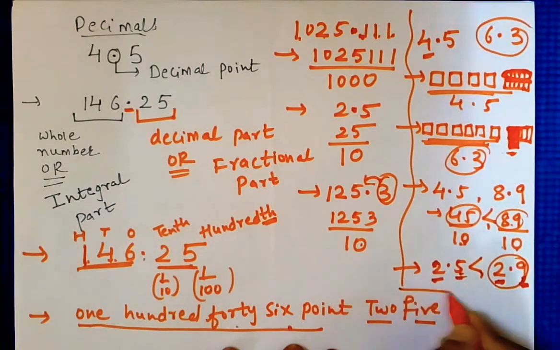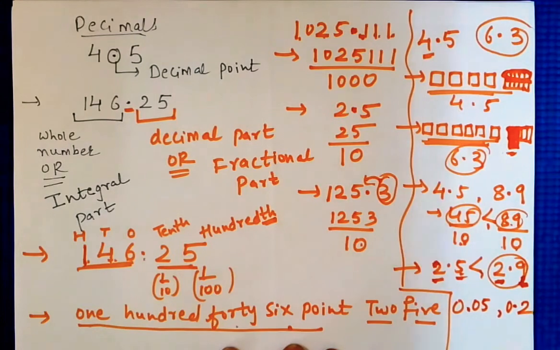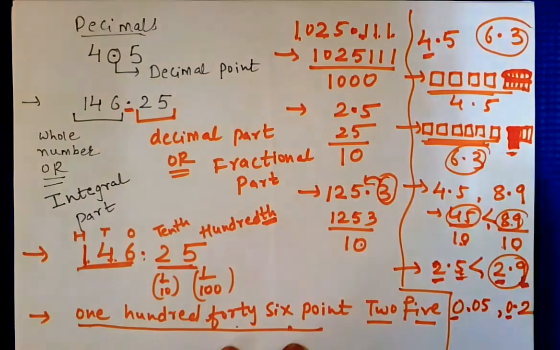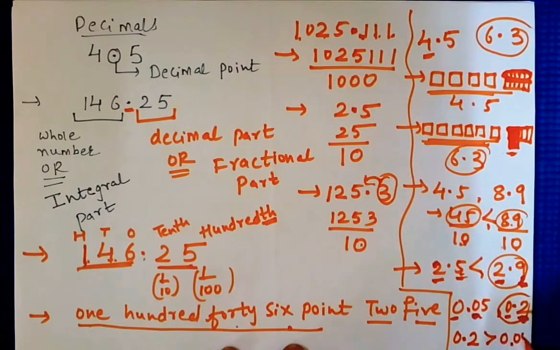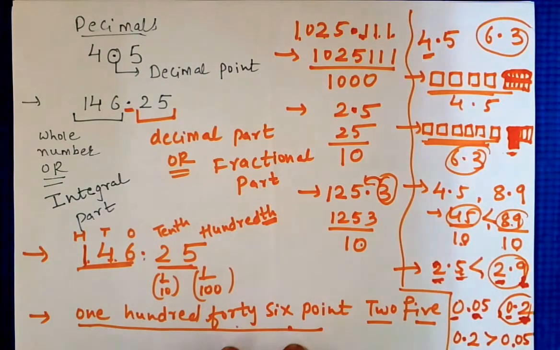For example, if I write 0.05 and 0.2, which of these two is greater? Again we will compare. We will see the first digit. The first digit is 0 in both, so it is the same. By seeing the first digit, we cannot make out who is greater. So now we will see the next digit. The next digit is 0 and here the next digit is 2. Between 0 and 2, 2 is greater. So 0.2 is greater than 0.05. This way you can easily compare by seeing the digits, just like we do with simple numbers.